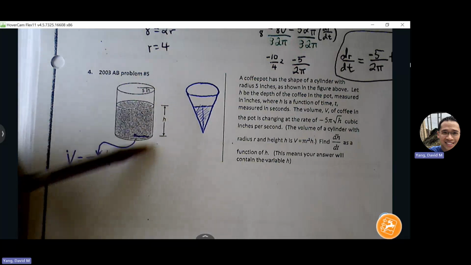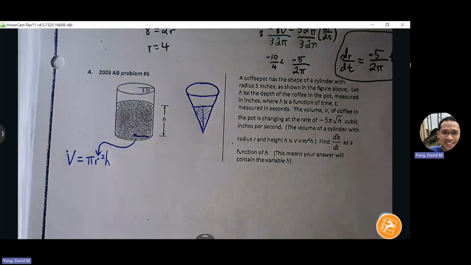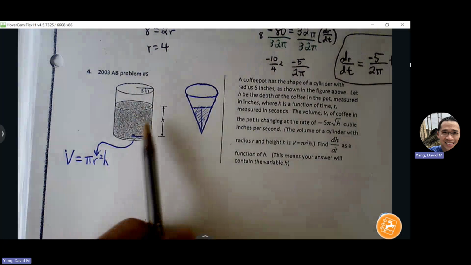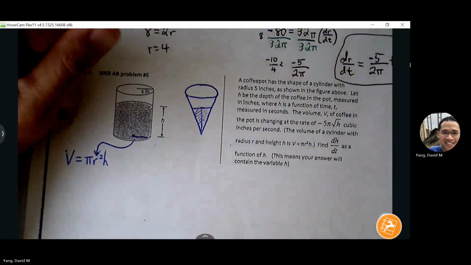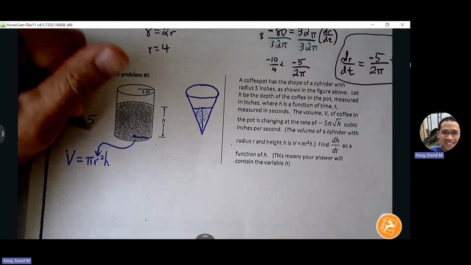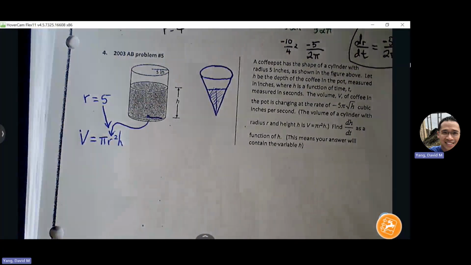You guys see that there's no triangle here. And also there's no need to build a relationship because the radius is just a number, and that number can replace the variable at the beginning of the problem. There's no need to hold on to it. Okay. Now, what is the radius of this coffee pot? 5. So at the beginning of the problem, we can just get rid of the R and the problem will become a lot easier.